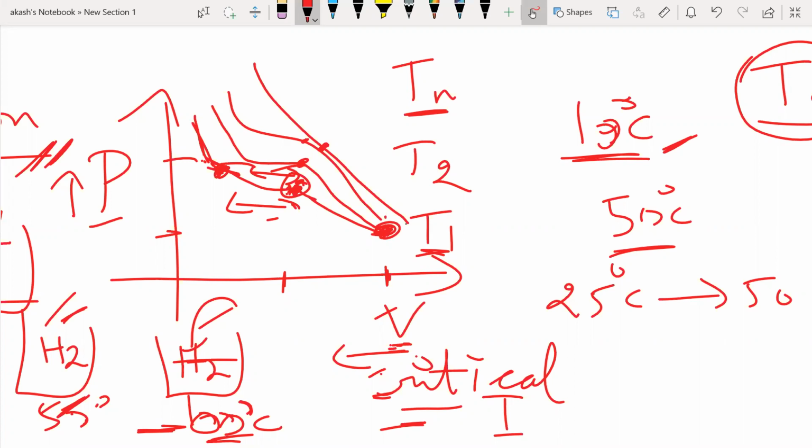Can you repeat the question? What I'm asking is, what you're seeing here is for a real gas, right? So if the gas is ideal, what can you say about the process? Anything regarding an ideal gas liquefaction, what can you say about it? Sir, it won't liquefy that easily.